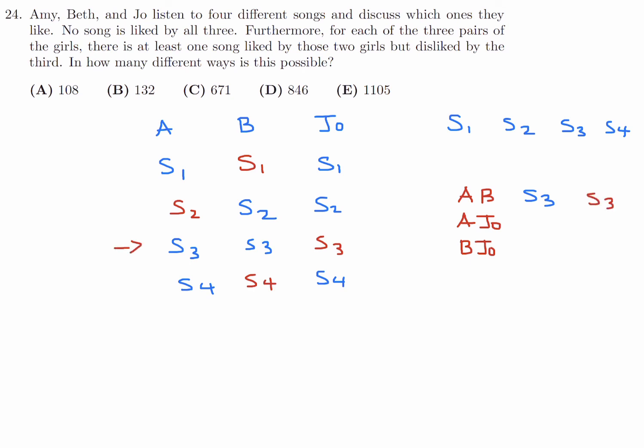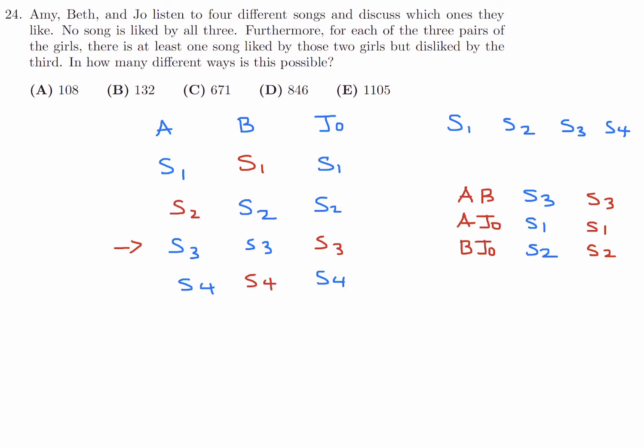It's right here. A and Joe, which song was liked by both of them? S4. Well, S1 also. Well, it doesn't really matter. I'm just trying to explain this. So S1 was liked by both, and S1 was not liked by the other party, which in that case was B. And then B and Joe, which ones do they like? The way I wrote it, S2 is the one they like. And A disliked S2.